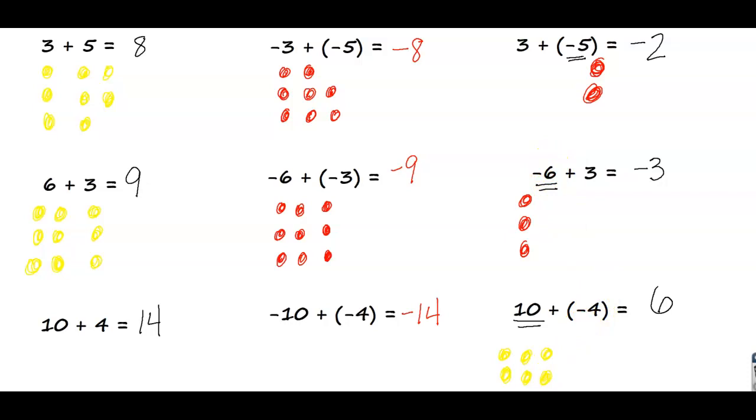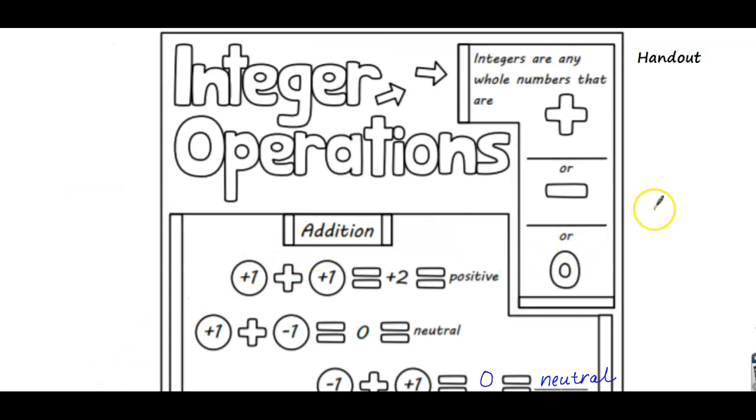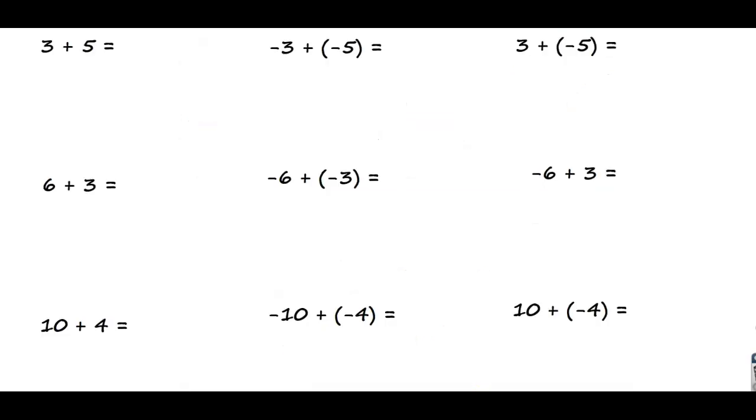So let's go back to our handout thingy that we were looking at. Down here, I got a little carried away there. Down here, it says if you add more positives than negatives, your answer will be positive. And if you add more negatives than positives, your answer will be negative. That is the handout. Now, we're going to move into the reveal book.